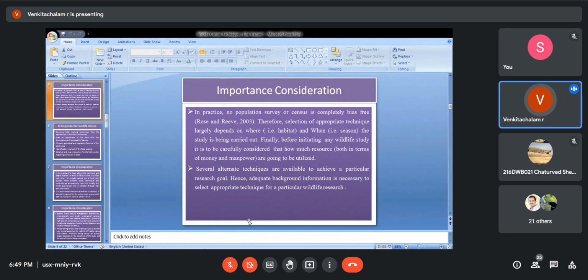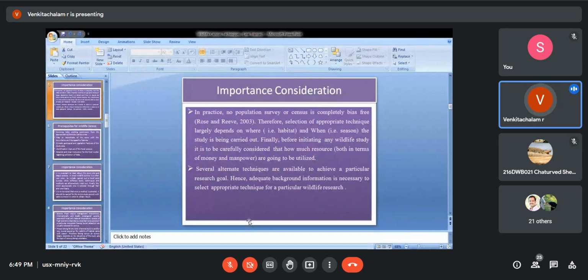Finally, before initiating any wildlife study, it is to be carefully considered how much resource, like money and manpower, is going to be utilized. And also, several alternative techniques are available to achieve a particular research goal. Hence, adequate background information is necessary to select the appropriate technique for a particular wildlife research.